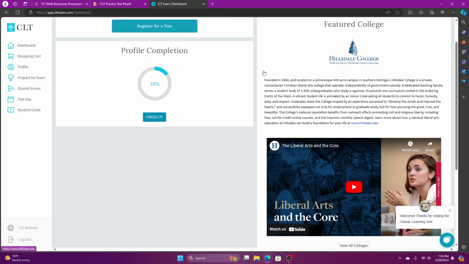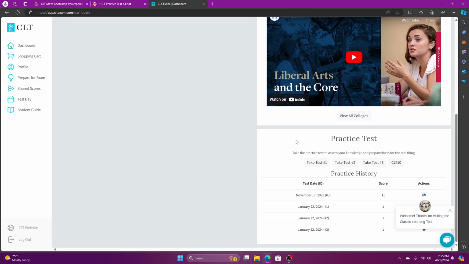Once you have your account, you log in, you see your dashboard, you register for a test, you update your profile, and over here you have the 3 practice tests. We're looking at the 4th practice test, which is not shown right here, but you can find it in other places on the CLT website. So you want to make sure that you are practicing these practice tests here.